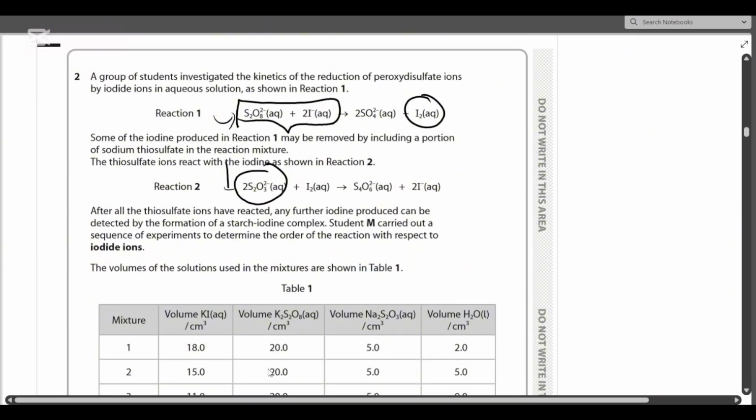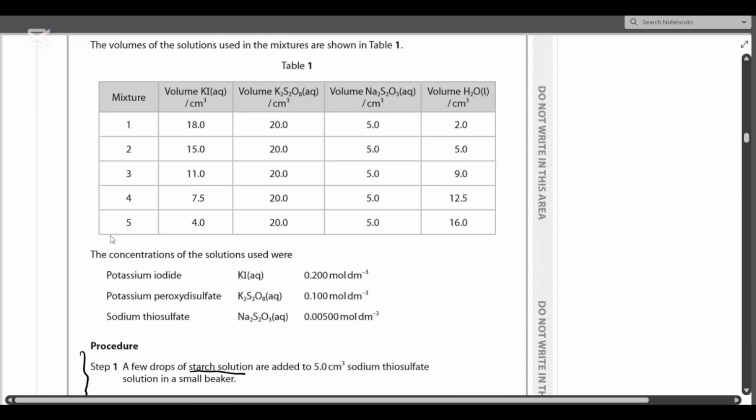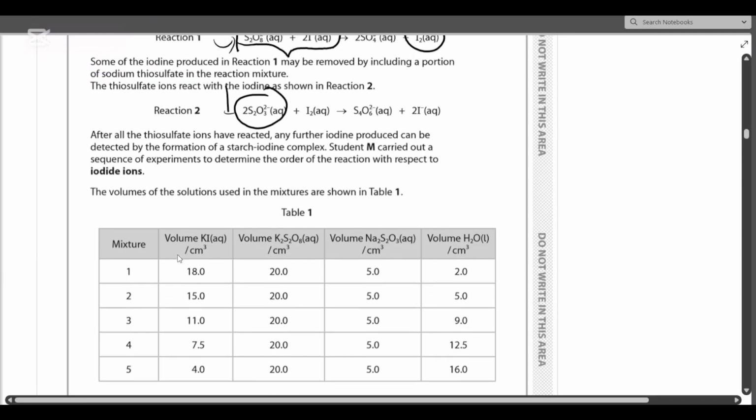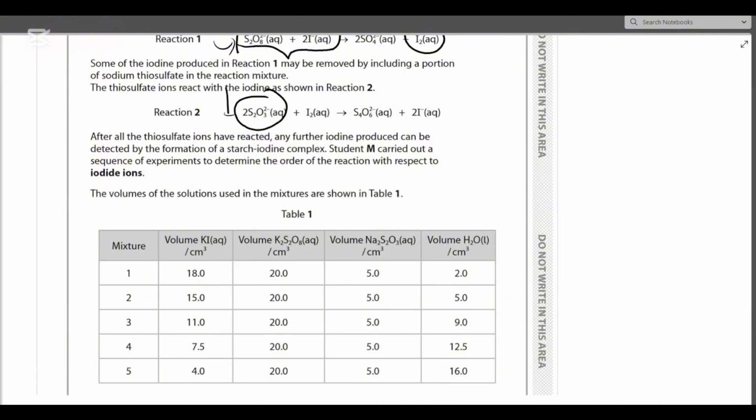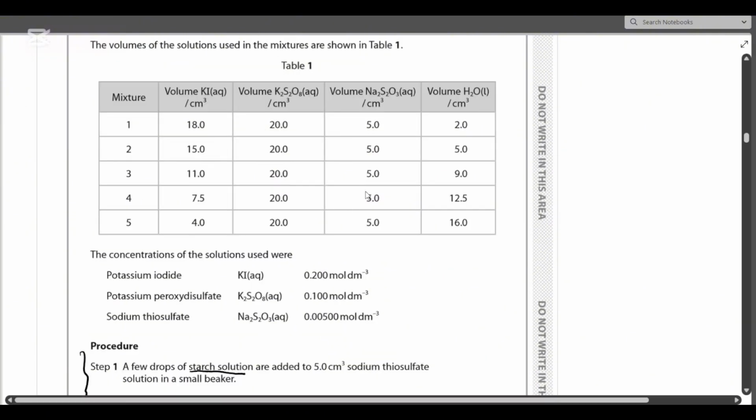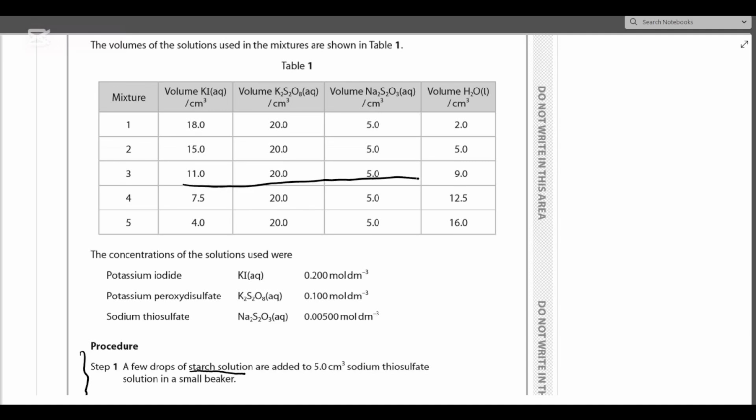So we can see that table 1 has been provided, and now in order to find the concentration of potassium iodide solution, all we need to do is divide the number of moles by the volume. The total volume here is 11, 20, 5, and 9. If we add them up, we get about 45 cm3. So that is the total volume of our potassium iodide solution.